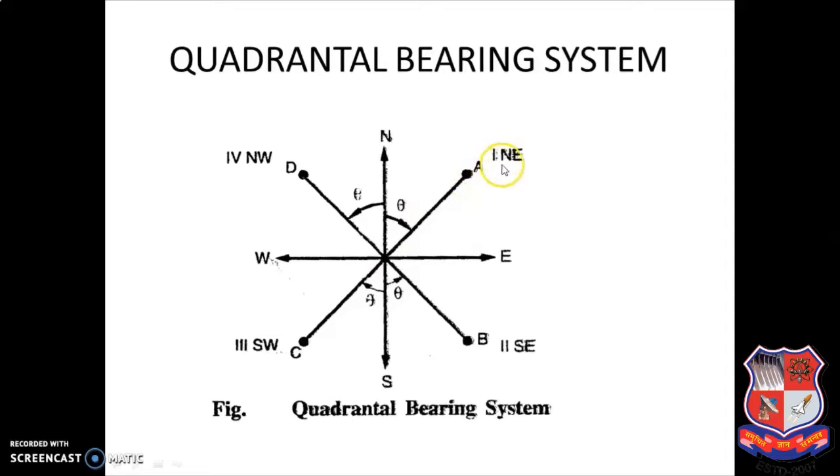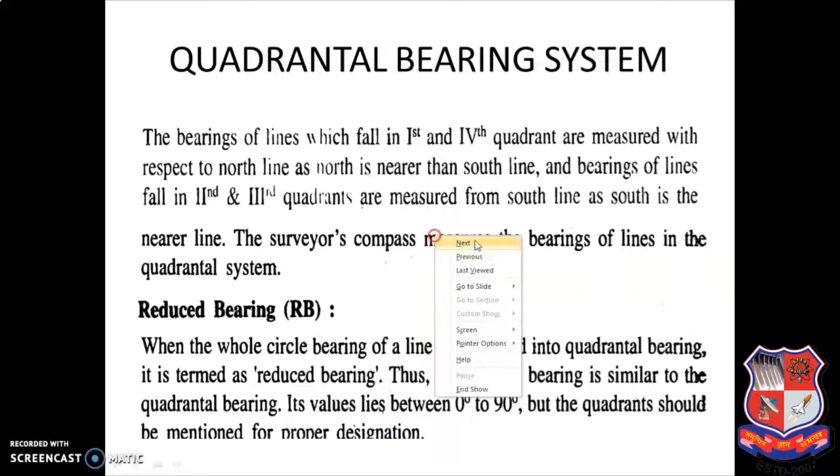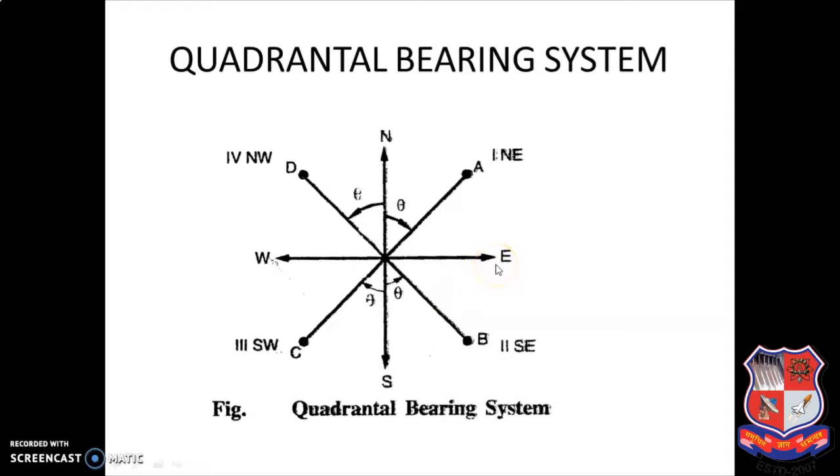Survey line OA in the first quadrant, which is northeast. Survey line OB in the second quadrant, which is southeast. You can see southeast. Survey line OC in the third quadrant, which is southwest, and survey line OD, which is in the fourth quadrant, which is northwest. So here we have divided our quadrant into 4 parts. That's why the name quadrantal bearing system, because you have divided into 4 quadrants. OA, OB, OC, OD. First quadrant, second quadrant, third quadrant, fourth quadrant.